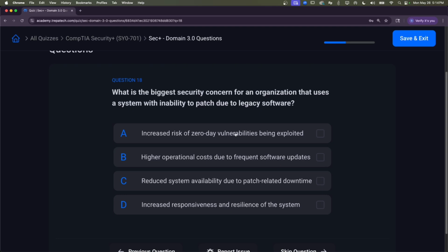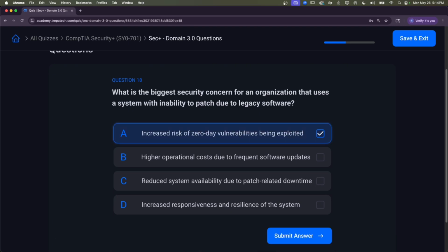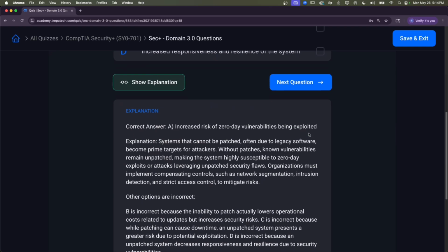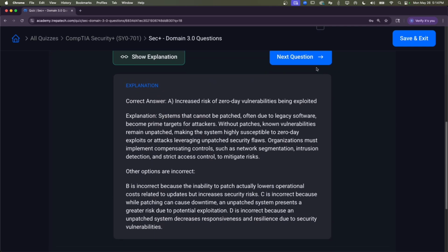Now, if this answer was 0-day vulnerabilities cannot be patched, that would be correct, right? And I think A is going to be the answer because high operational costs due to frequent software updates. EOL, there is no software updates, right? There is no software updates anymore because the vendor's not doing them, right? I don't like this question. I'm going to make a note of this question. But anyways, you can pause the video if you'd like to read the explanation.